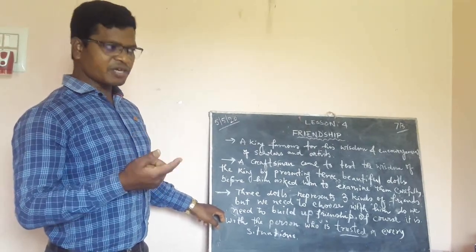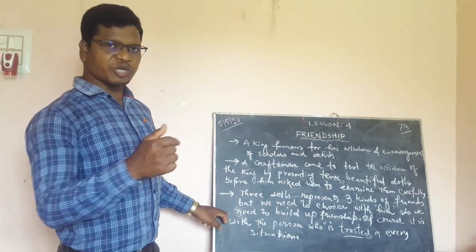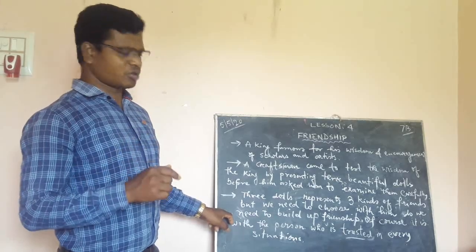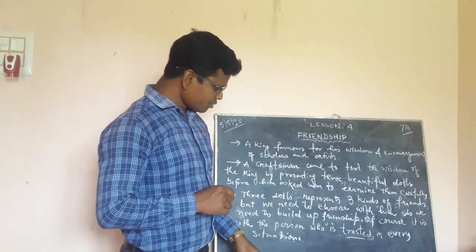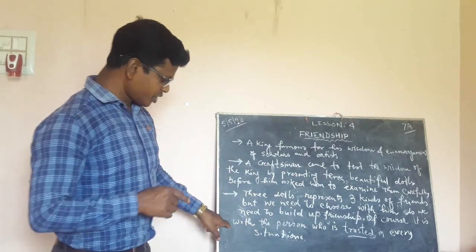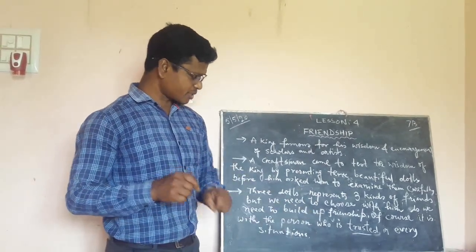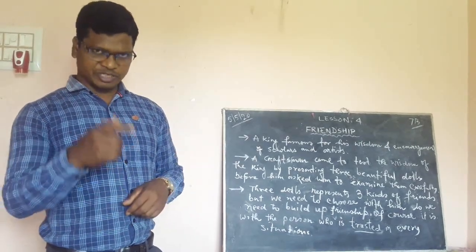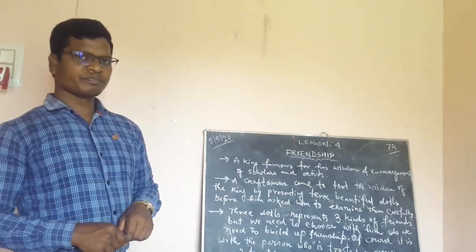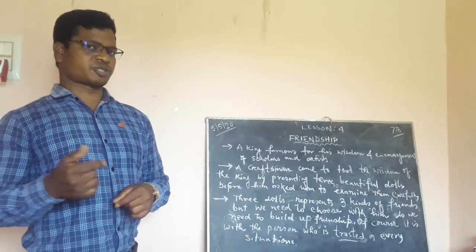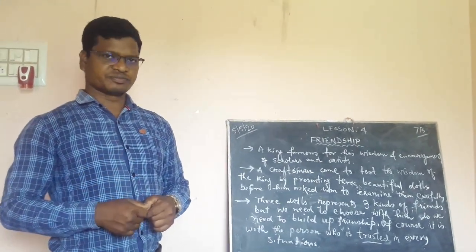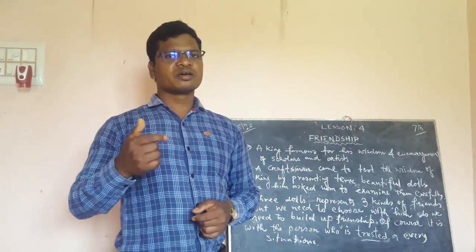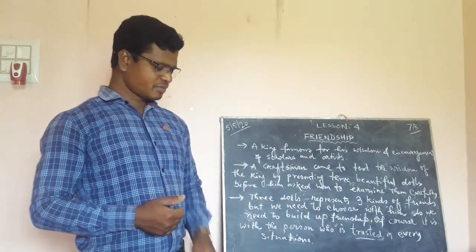We need to see whether the friendship which we are going to make with the other person is a better one or not. Then we will be seeing, of course, it is with the person who is trusted in every situation. So when we make our friendship with the other, we must make sure that our friend is trustworthy. A trustworthy person should be our friend. Now let us see the book.